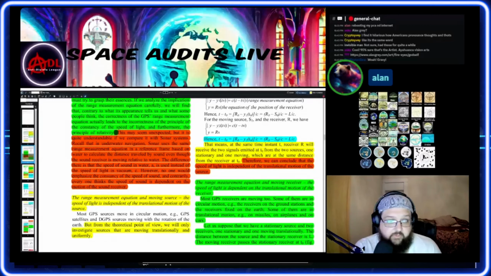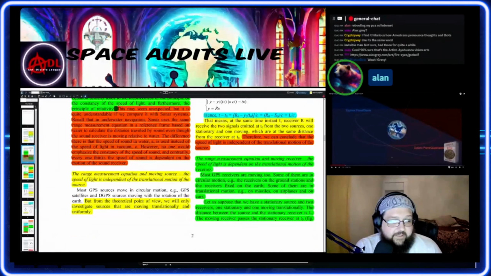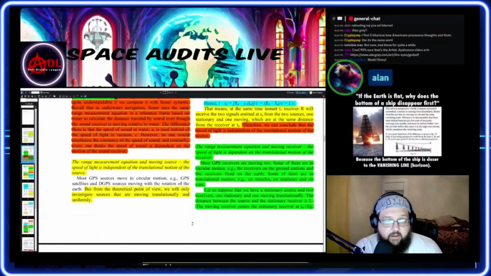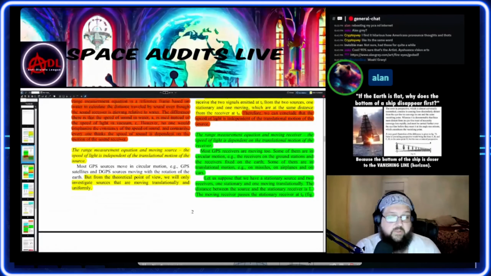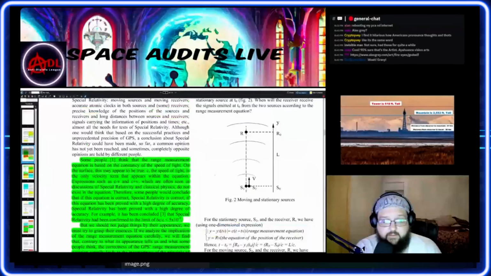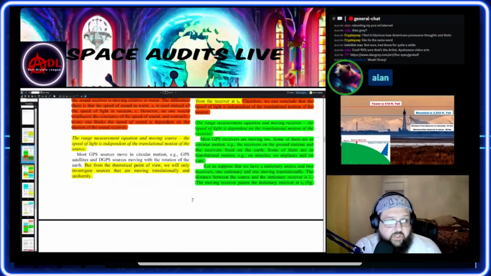Just a simple changing of the medium and the type of wave, and suddenly this equation has wildly different interpretations, you know? So, to continue on, the range measurement equation, a moving source, and the speed of light is independent of the translational motion of the source. So here he's talking about... Most GPSs move in circular motion. GPS satellites and DGPS sources moving with the rotation of the Earth, or ether wind.